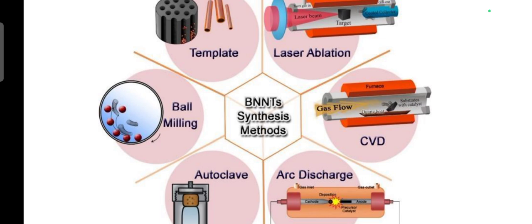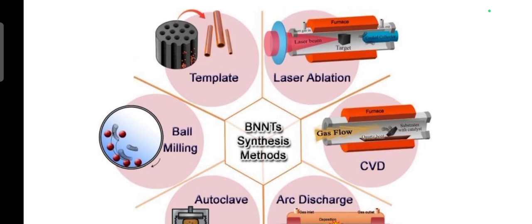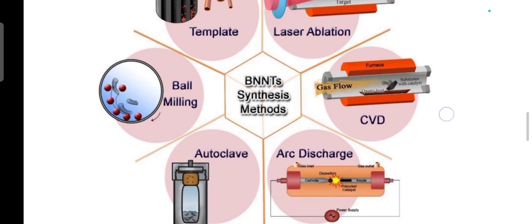In the laser ablation method and CVD, chemical vapor deposition method, gas flows in a furnace, and there are some catalysts used. In the arc discharge method, gas inlet and deposition, precursor catalyst, and cathode and anode electrodes are used. In the laser ablation method, a laser beam is used, and target precursors are first converted into vapor phase to form boron nitride nanotubes. Ball milling and annealing is another method that we already discussed above.